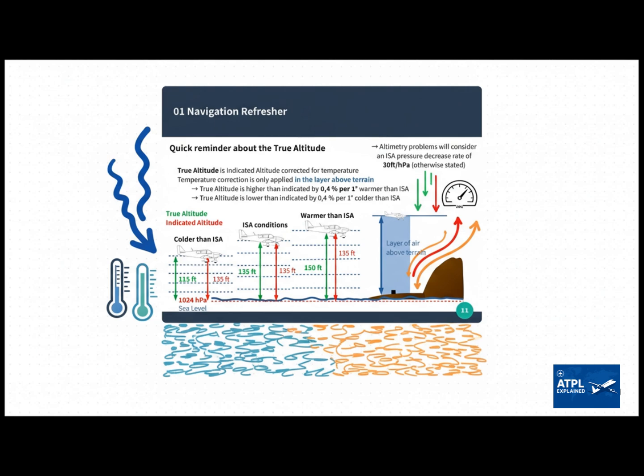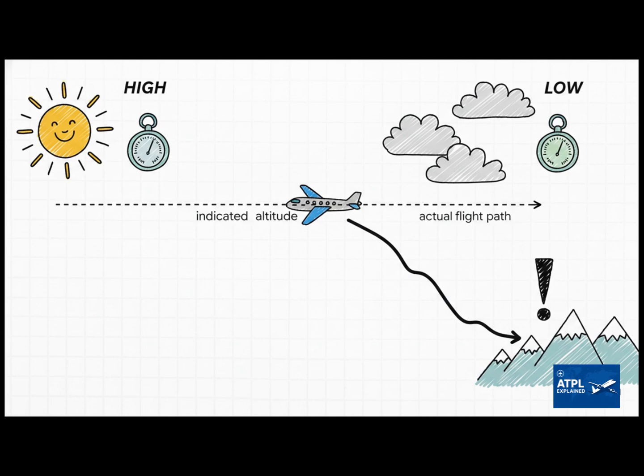This is a huge factor in controlled flight into terrain or CFIT accidents, especially when you're flying in mountains. And this is where that classic aviation mnemonic that every pilot learns comes in. From high to low, look out below. This phrase is a lifesaver. It works for flying from a high-pressure area to a low-pressure area, and it absolutely works for flying from a high-temperature area to a low one. In both cases, your true altitude is going to be lower than what your altimeter indicates.